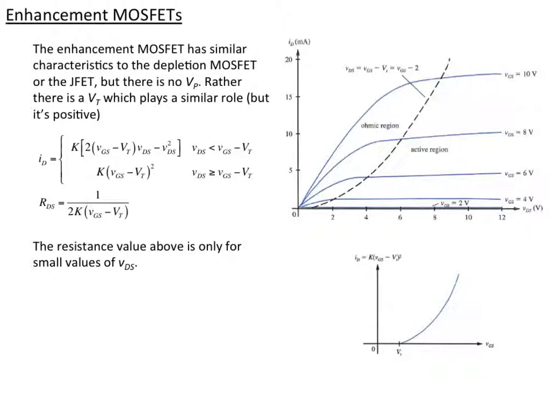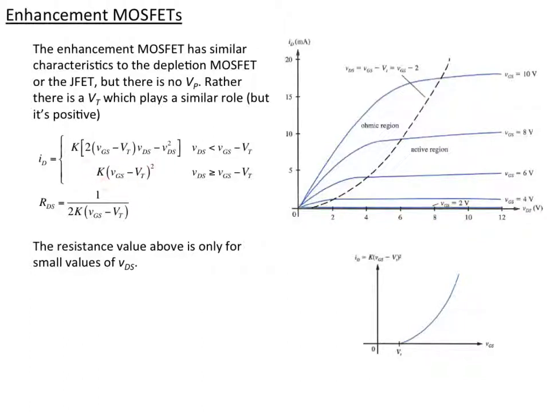So the enhancement MOSFET works in the same way as the depletion MOSFET or the JFET, but we replace Vp, because there's no pinch voltage, with Vt. It plays a similar role, but it's a positive number. So if we look at the ID characteristic with respect to VDS, if we're below the threshold voltage, we're just down here. There's no current, and it doesn't depend on what VDS is. And then as we turn it on, in this case at Vt equals 2, we start to get a current, and as we increase the voltage, we go up quadratically.